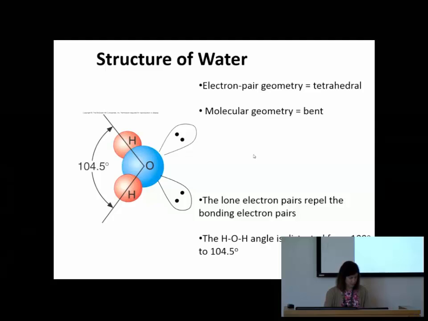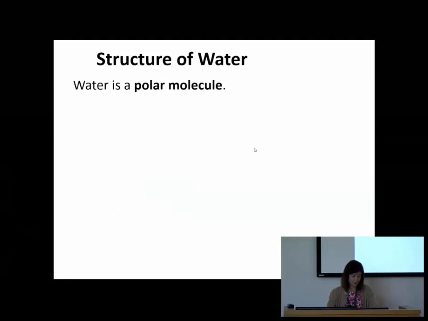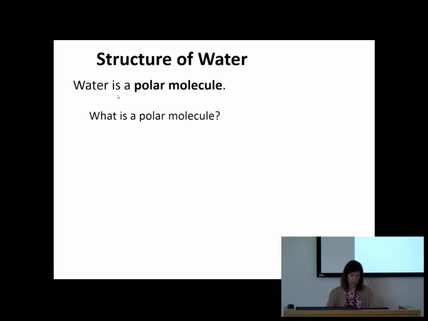So water is a special molecule with some really interesting properties. And there's a couple reasons why it's so special. One is because it's a polar molecule. So what does it mean to be a polar molecule? You have to have 2 things in order to be a polar molecule. You have to have polar bonds, right?